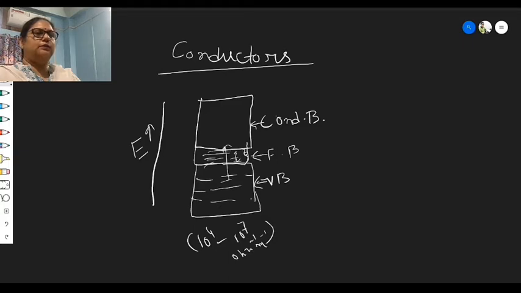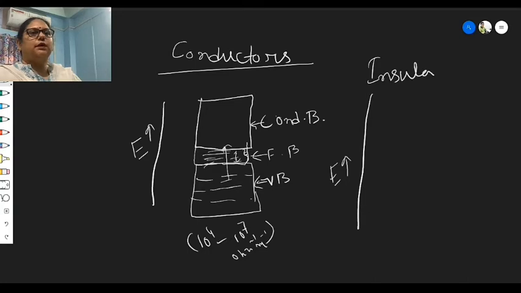It is 10 to the power 4 to 10 to the power 7 per ohm per meter, due to the band gap. Since the band gap is small and the valence band is partially filled, electrons can easily jump to the conduction band. Now let us consider the case of insulators.